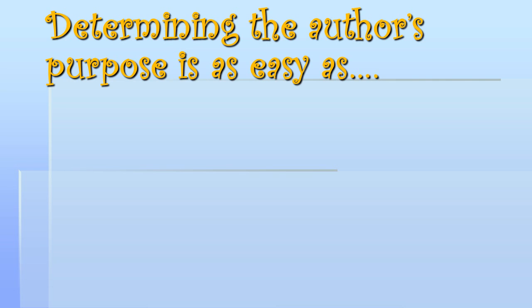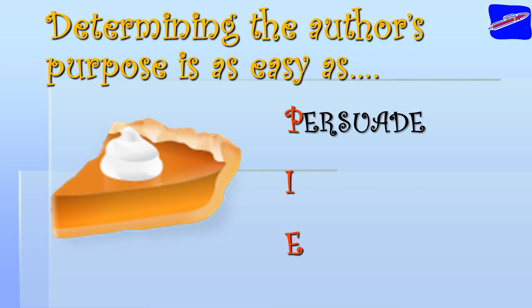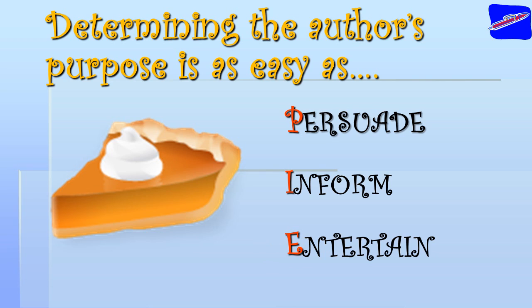Now, determining an author's purpose is relatively easy. In fact, one might say it's as easy as PIE. PIE is an acronym. An acronym, of course, is a word where each of the letters stands for something different. And we'll want to write this down in our notes. There's the P, the I, and the E. The P in PIE stands for persuade. The I in PIE stands for inform. And the E in PIE stands for entertain. These are the three main author's purposes, and let's take a closer look at each of them.